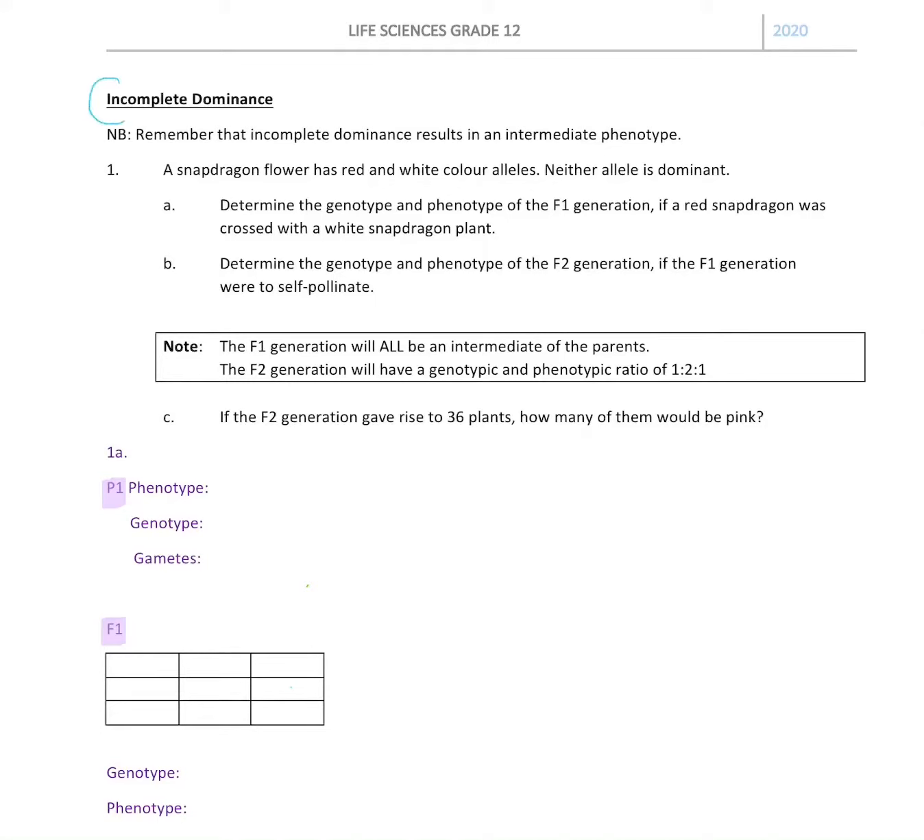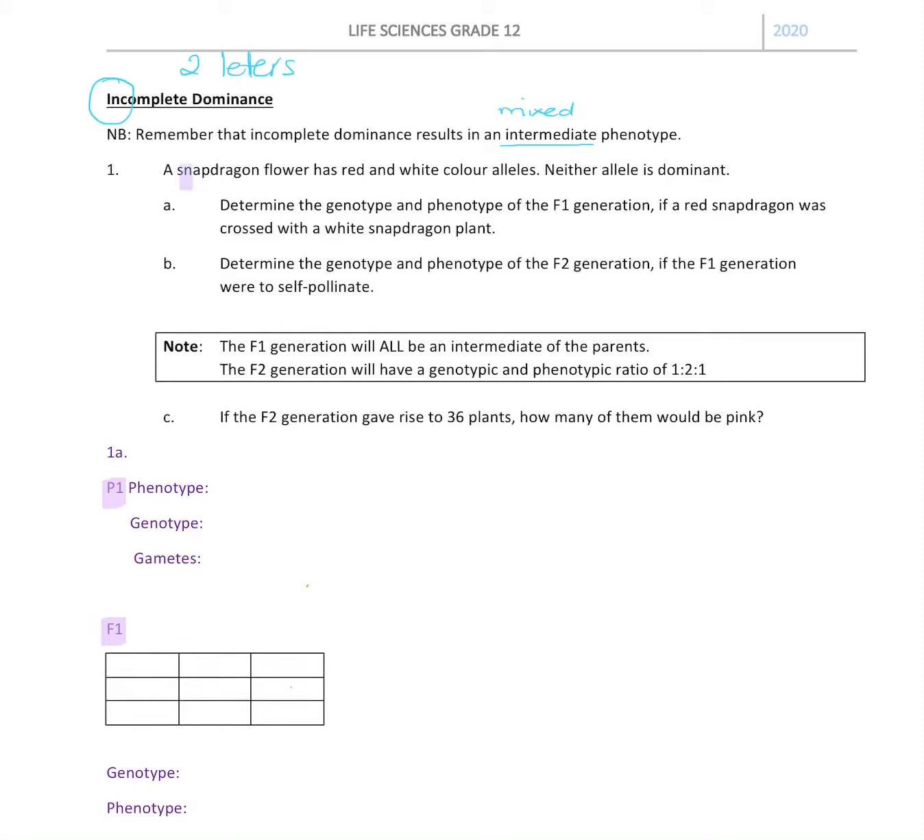In incomplete dominance, we need to remember that neither of the two alleles of a gene is dominant over one another, and therefore we're going to use two different letters, not one letter in its upper and lowercase form. We also need to remember that an intermediate or mixed phenotype is going to result.